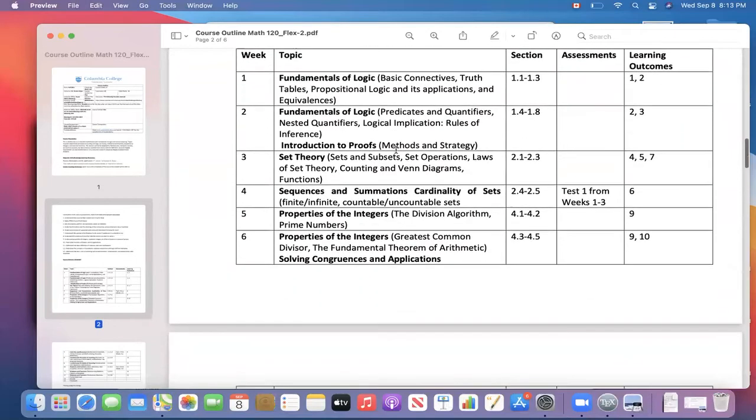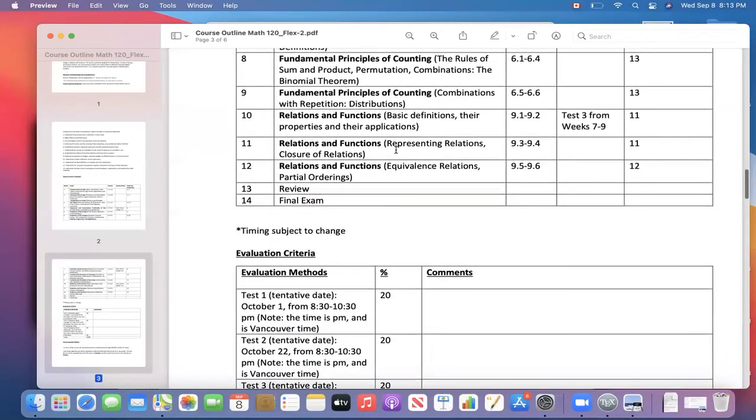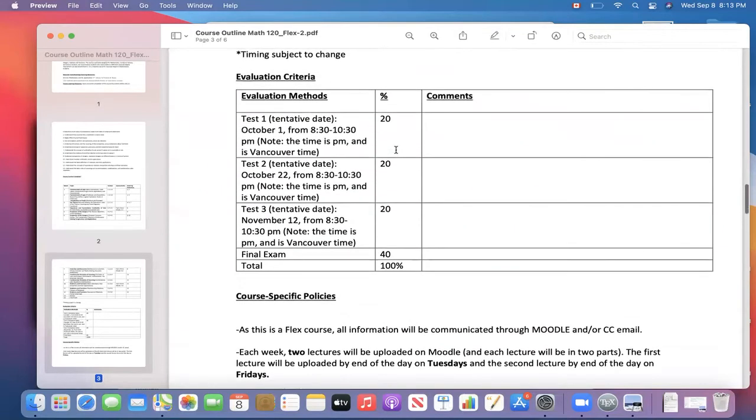I told you about the topics that we're going to cover in this course already. For the tests, we'll have 3 midterms and 1 final exam. Each midterm will be worth 20% and the final exam 40%, and the total will be 100%. These are the proposed dates for the midterms: October 1, October 22, and November 12, from 8:30 p.m. to 10:30 p.m.